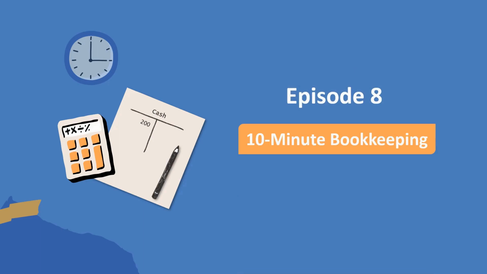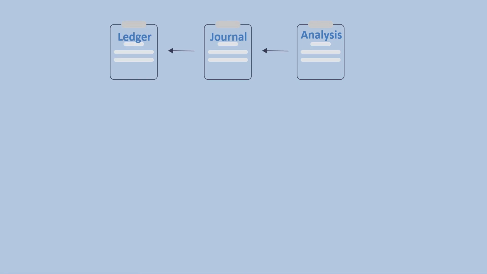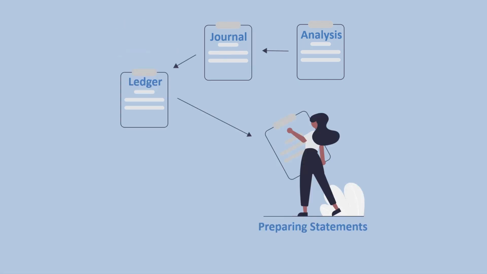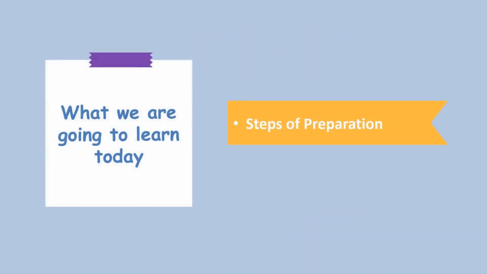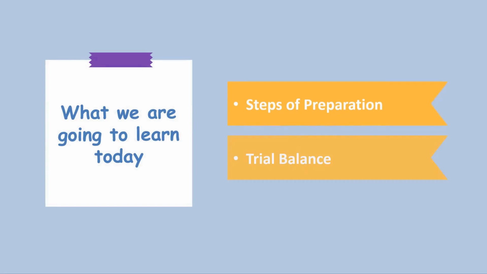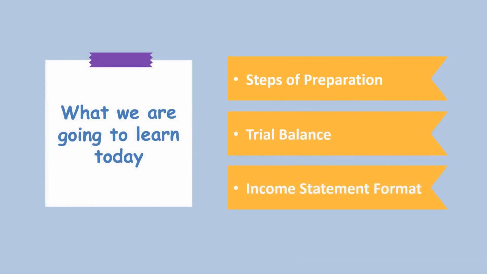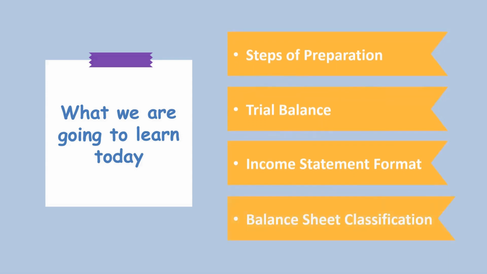In this journey, we've covered important topics, from analyzing transactions to making journal entries and posting to the ledger. Now it's time to transform all that financial data into meaningful financial statements. Today, we'll explore the steps to prepare financial statements, delve into the process of preparing a trial balance, dive into the various income statement formats, and classify balance sheet items. You'll gain insights into how accountants refine and present accounting information.